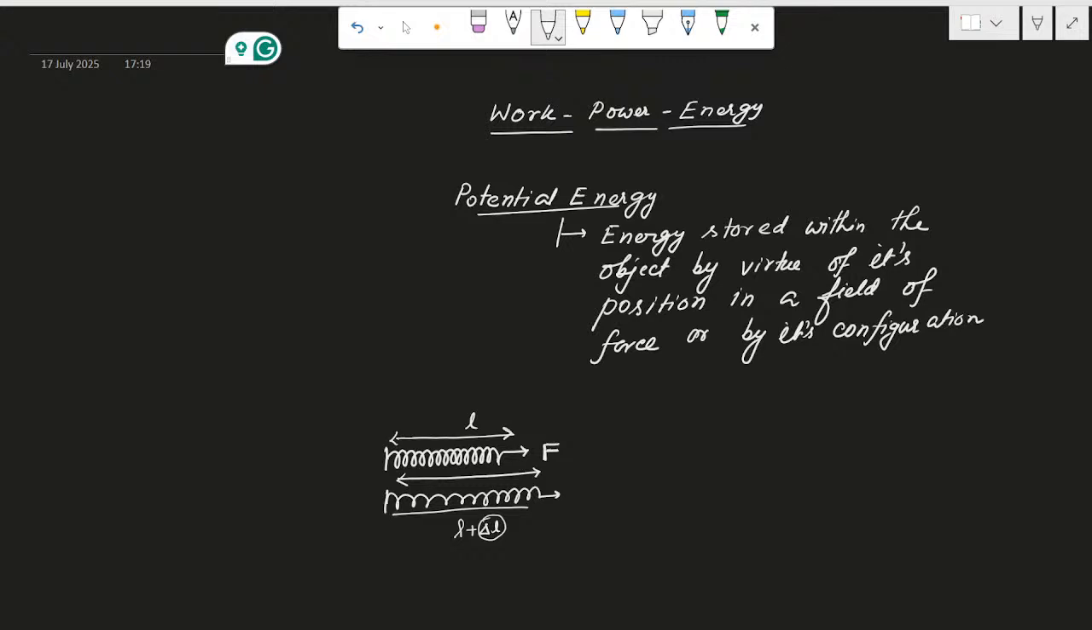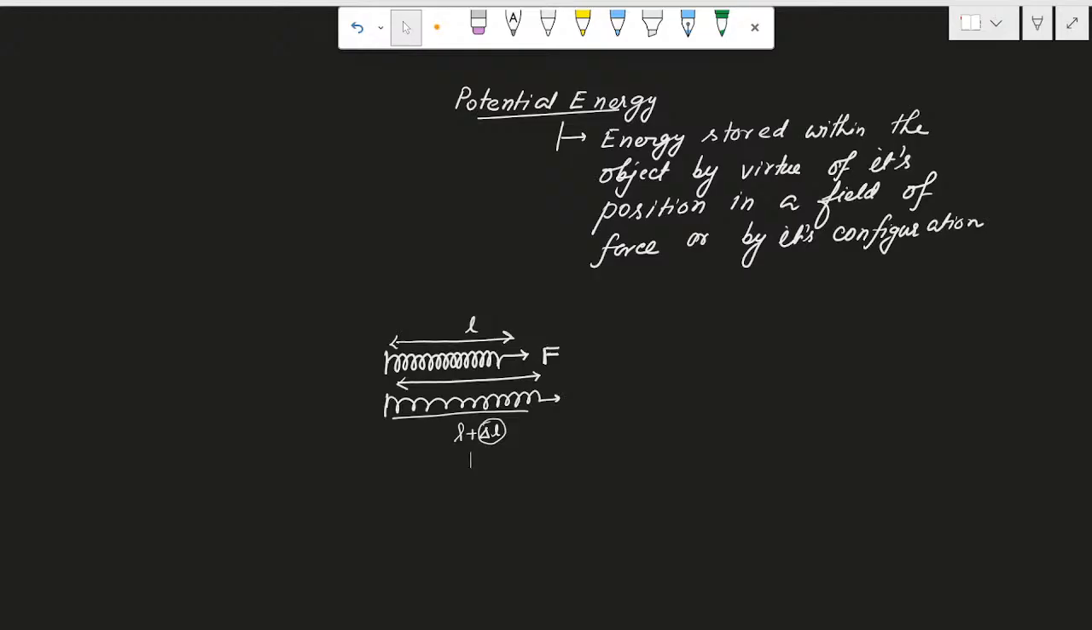Now, this is a kind of potential energy. It is not like the potential energy we generally understand, like mgh. Mgh is a kind of potential energy that is under the influence of the gravitational acceleration.